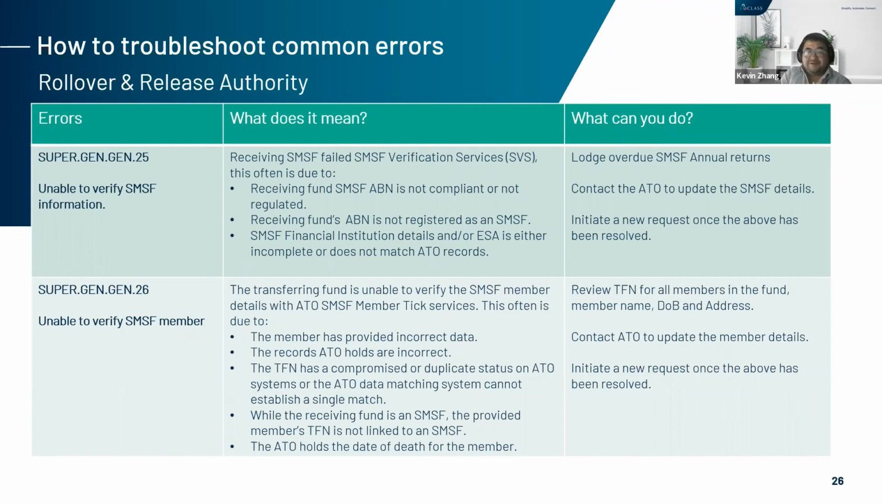Again, if those errors are incorrect, particularly the errors with ATO details incorrect, you need to find out those and update accordingly. Then you can trigger the rollover process again, or release authority. Next one.